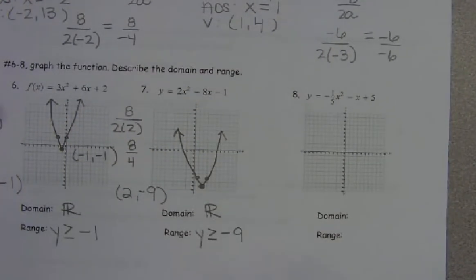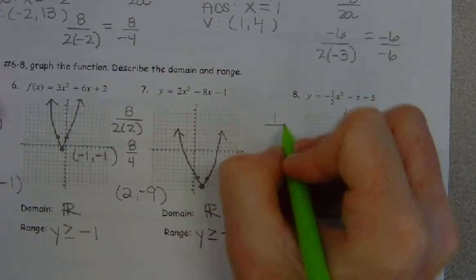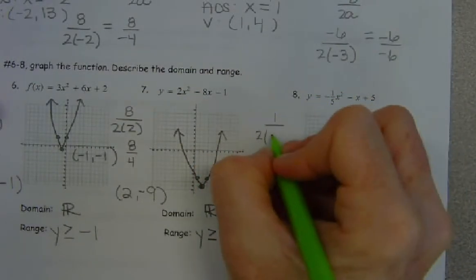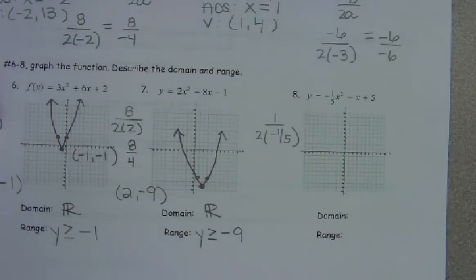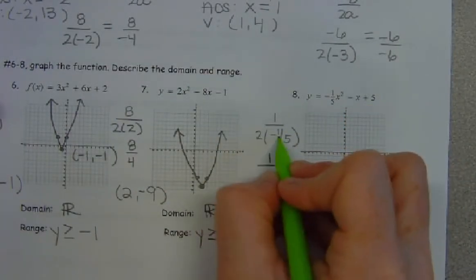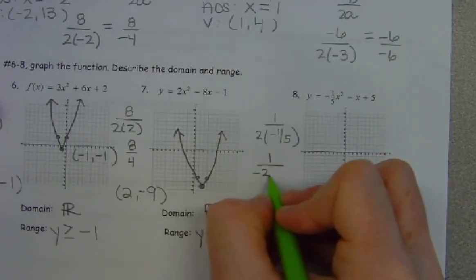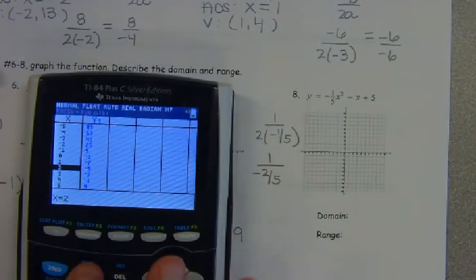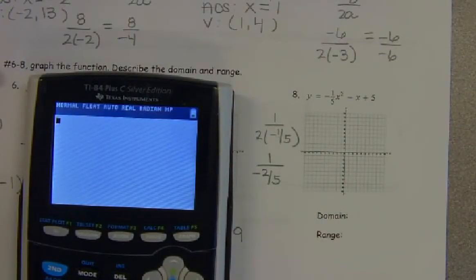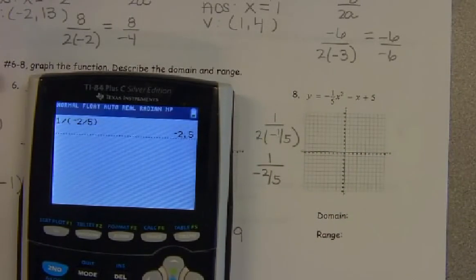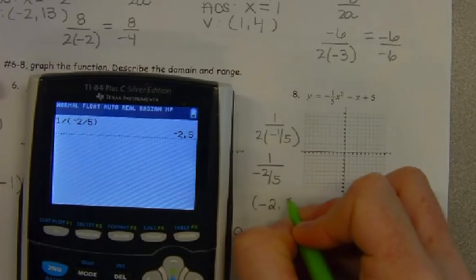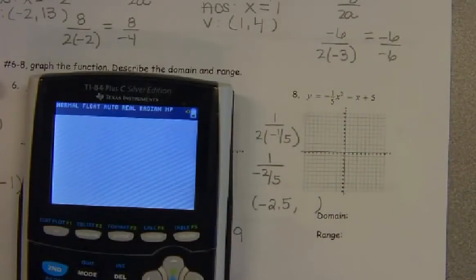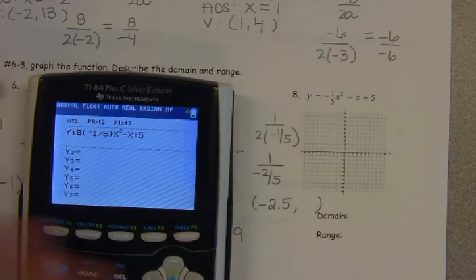On my last example, I take the opposite of b, which is 1, and then it's 2 times a, which is -1/5. So I have 1 on top. When I multiply 2 times -1/5, I get -2/5. And then I can actually simplify that right on my calculator. I go 1 divided by, parentheses, -2/5, and I get my vertex. So I go to y equals, I put in -1/5 x squared minus x plus 5, and I hit graph.